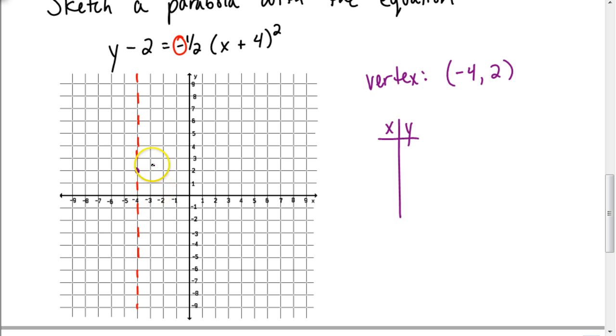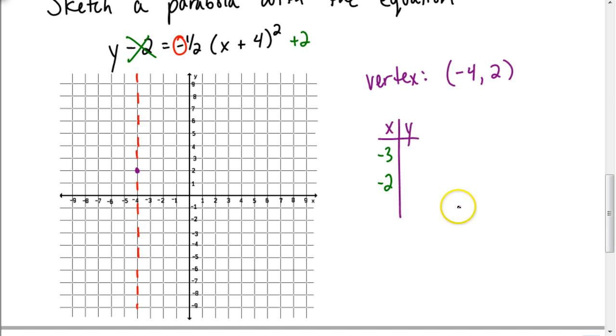Now I want to pick 2 points that are close to this line of symmetry, because if I picked some that are too far out, it's not going to fit on my graph. So I'm going to use negative 3 and negative 2. To start out with negative 3, I'm going to put negative 3 in our equation here. And to make it a little easier, I'm going to take this minus 2 and add it to the other side.